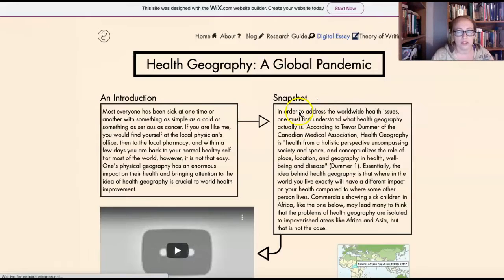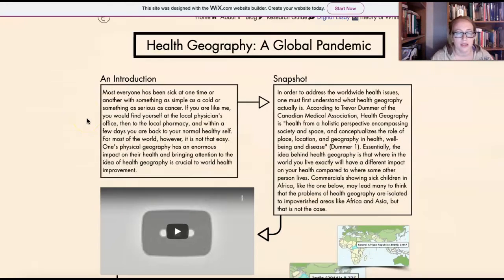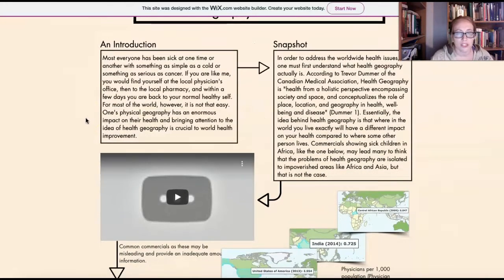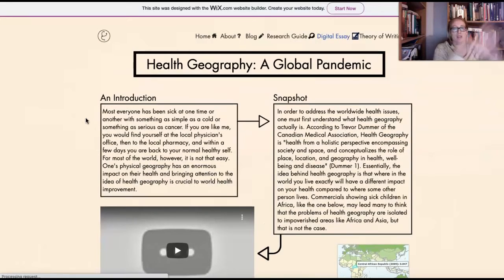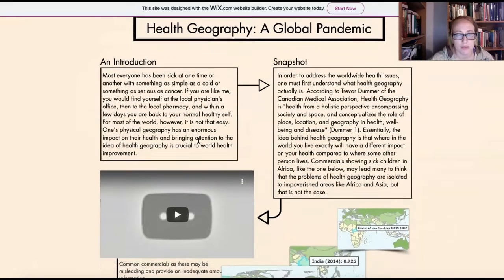All right, so example 3, I think this one is non-linear. So she's talking about health geography, so health in different places. I really liked the way she did this because it's very much like how you would see a web page designed. And what I mean by non-linear is it doesn't go just straight from top to bottom. You do not have to do that with a digital essay because it is digital, so you can use what's available to you, even in terms of how you order things.